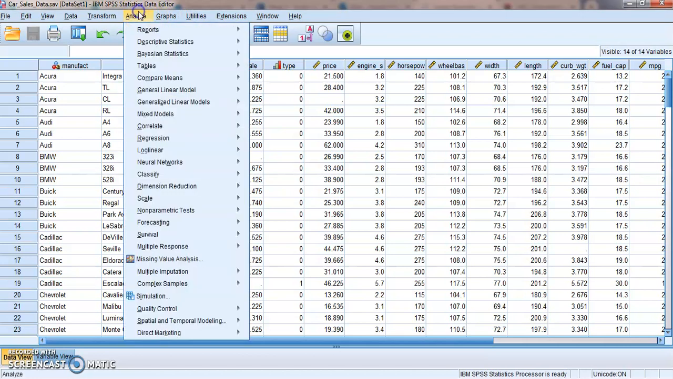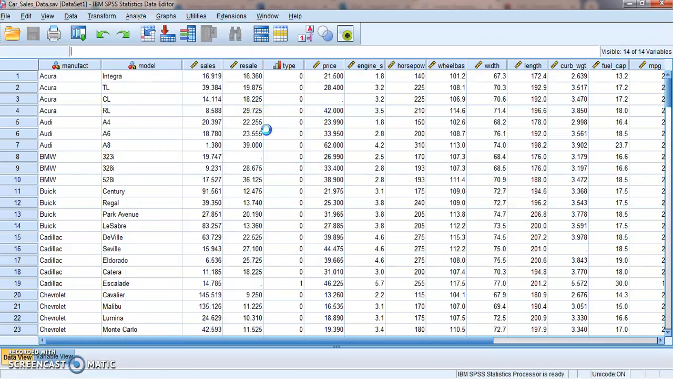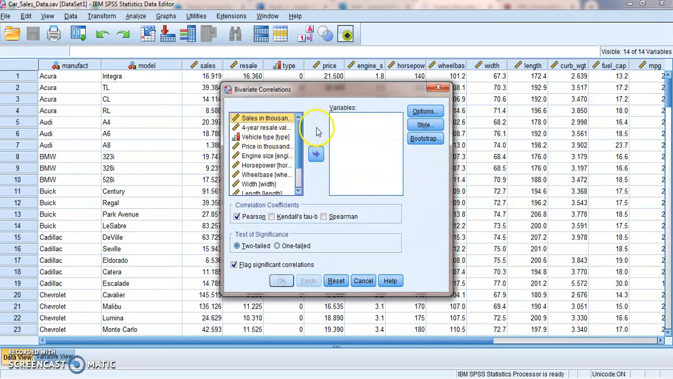We're just going to scroll down to correlate. It's a bivariate correlation, and conveniently enough, it's listed as bivariate, so we'll click on that. And the question is, once again, what is the relationship between price and horsepower? So I'm going to click on price, move it over with the arrow, and then click on horsepower, move it over with the arrow. And that's it. You can also just move it back and forth.